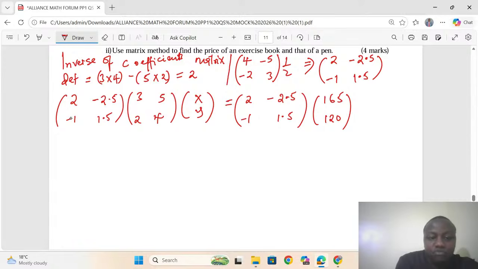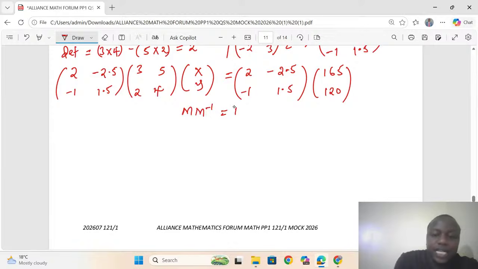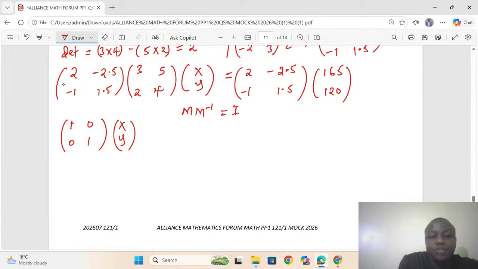This is a matrix multiplied by its own inverse. A matrix times its own inverse, we get the identity matrix. It's like multiplying a number and its reciprocal. You get 1. So we get identity matrix. Identity matrix equals to 1, 0, 0, 1. Then multiplied by xy. You don't even have to perform the multiplication. You are supposed to know that a matrix times its own inverse gives us the identity matrix.